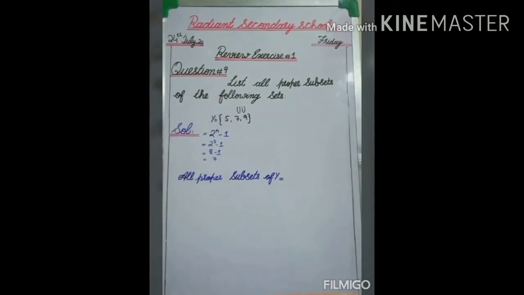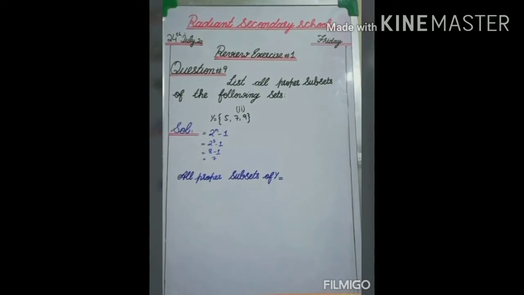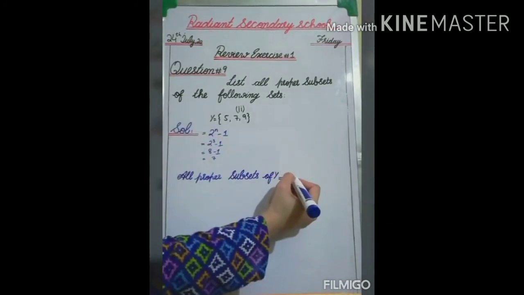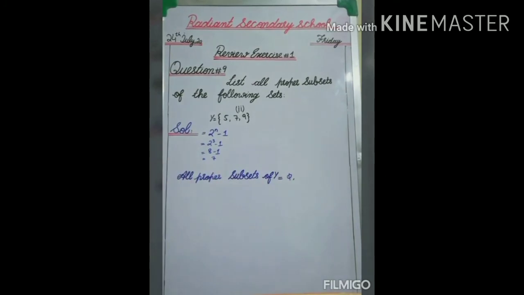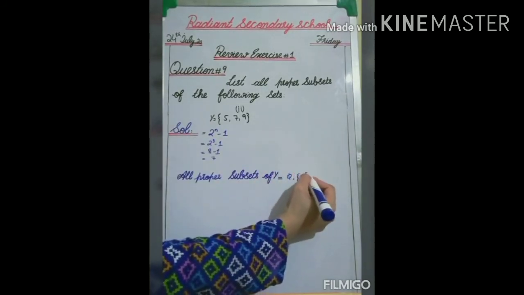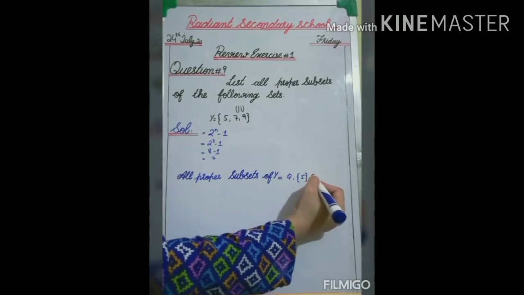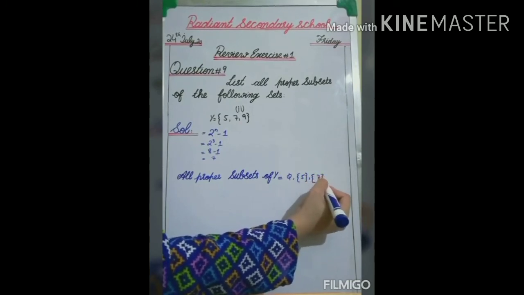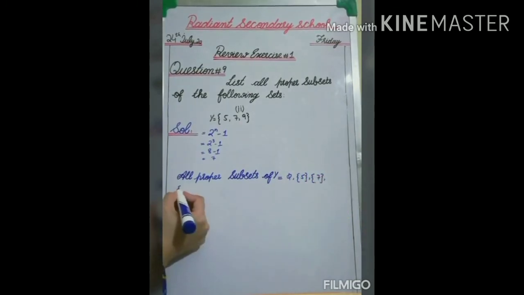Students, you know the empty set is a proper subset of every set. So the first proper subset will be the empty set. Then we will make the proper subsets by taking individual elements. First element is 5, then 7, then 9.